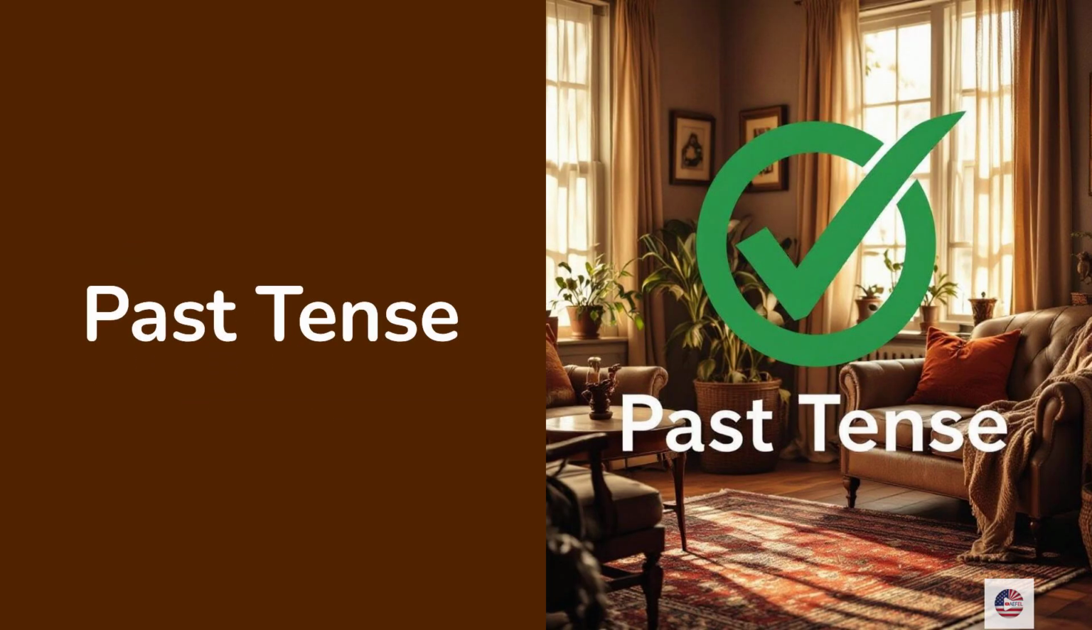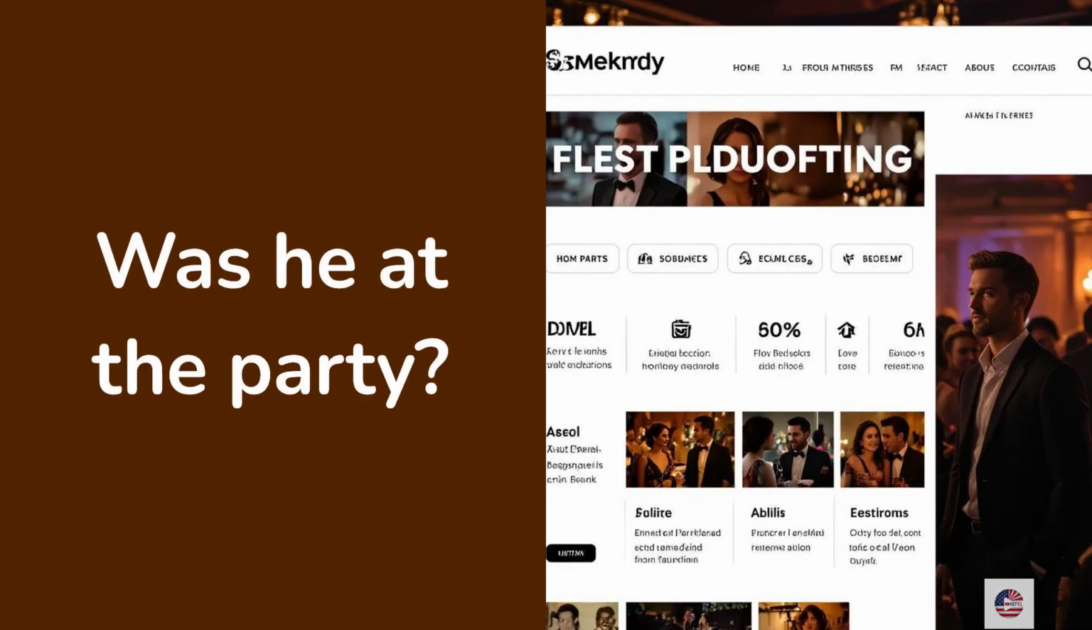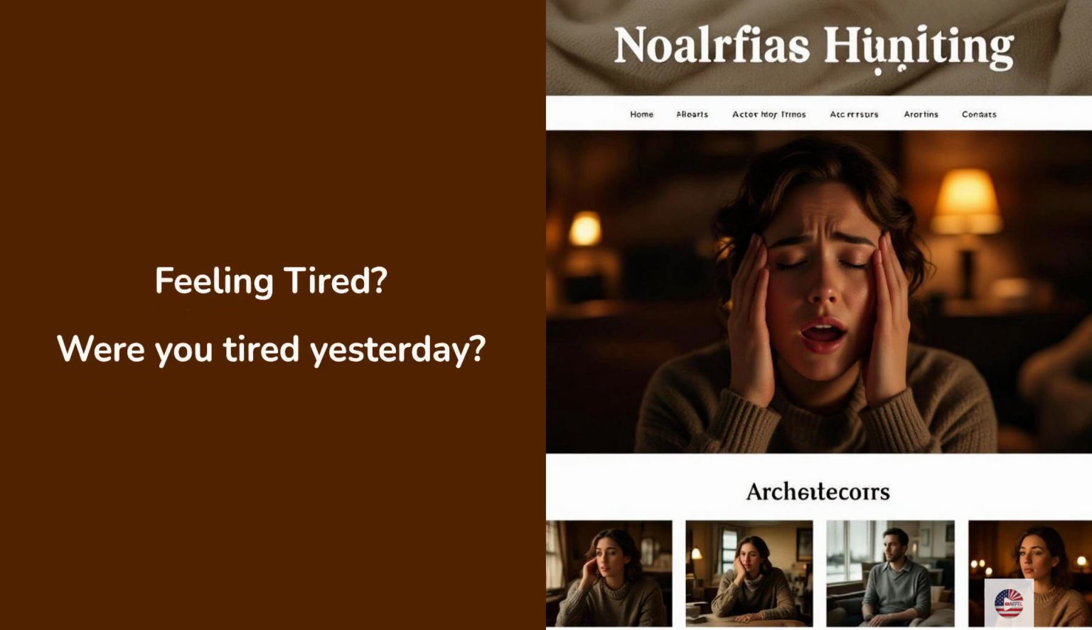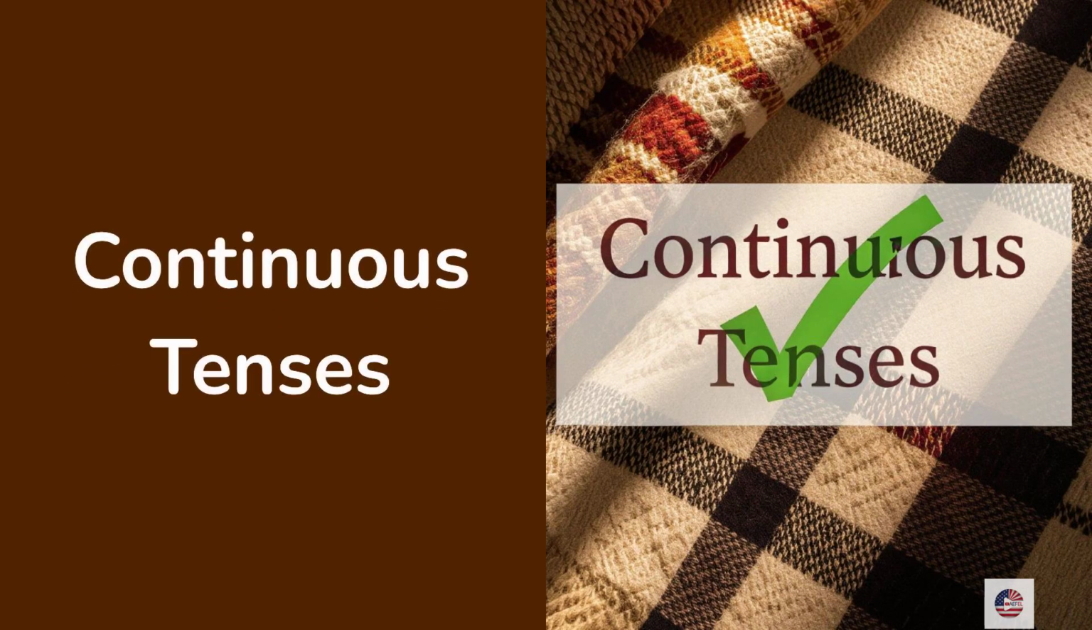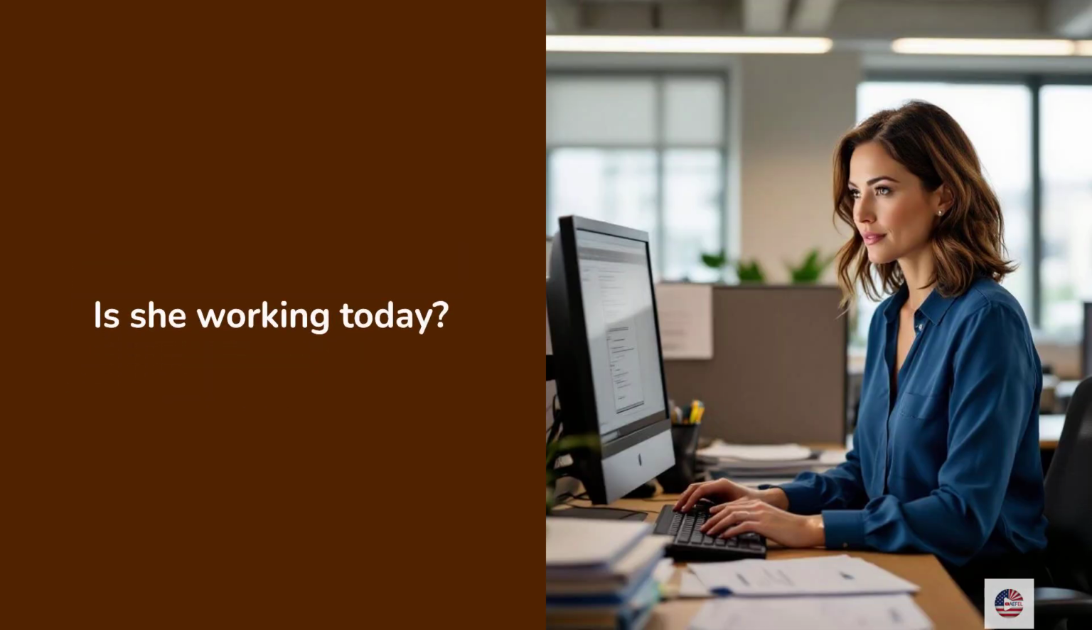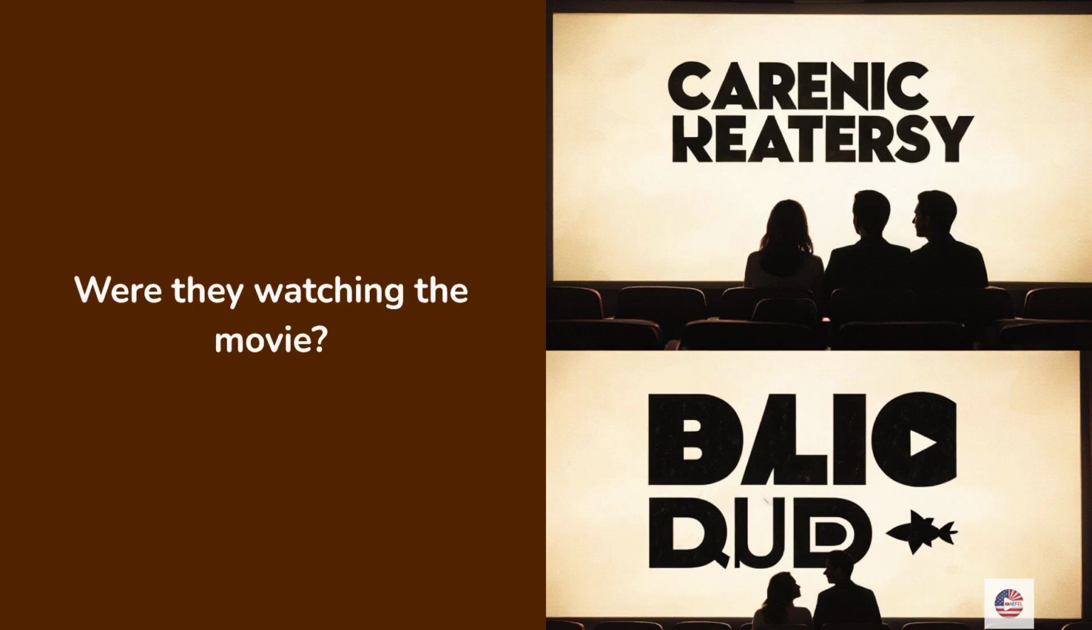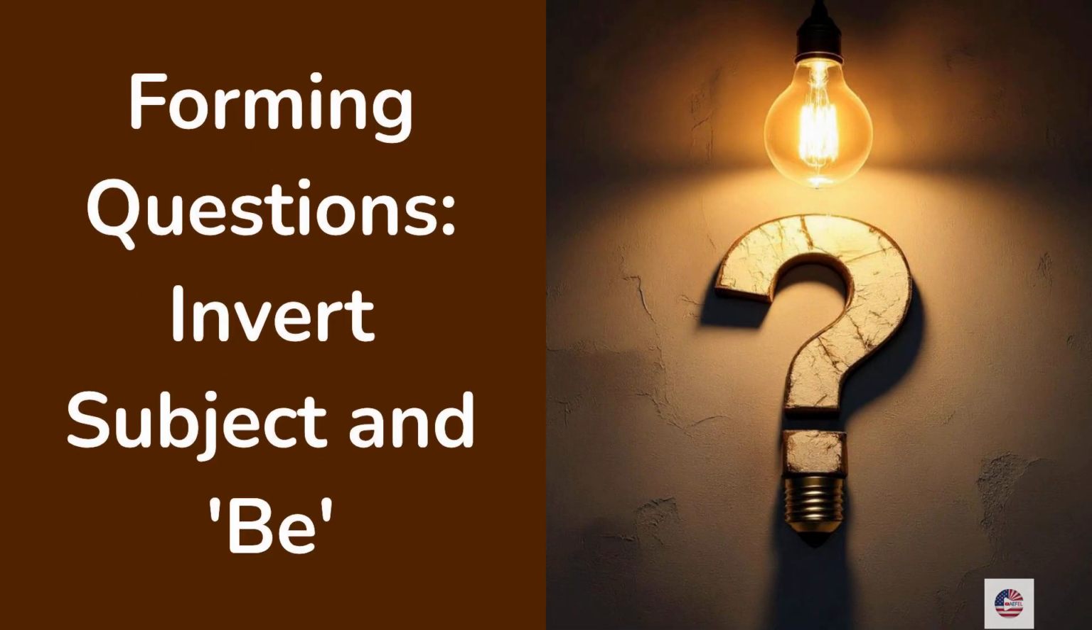Past tense. "Was he at the party?" "Were you tired yesterday?" Continuous tenses. "Is she working today?" "Were they watching the movie?" Tip. Just invert the subject and the form of be to make a question.